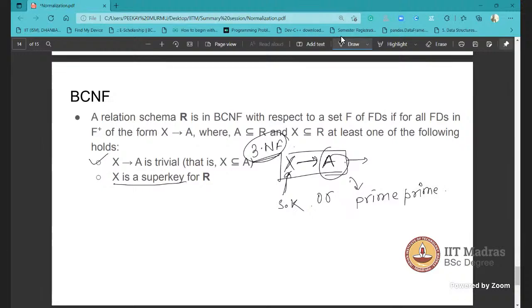So this is the condition of the third NF, and what is the condition? So X must be strictly a super key in BCNF, whereas in third NF it can be or cannot be. If this is not a super key, then there is another condition in the third normal form: that if A is a prime attribute, if that particular condition is satisfied, then it is in third normal form.